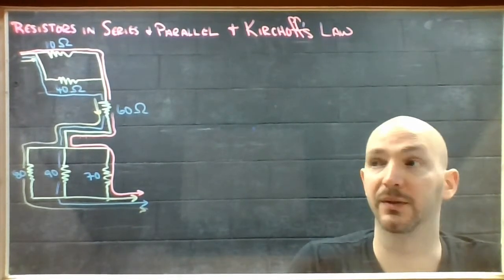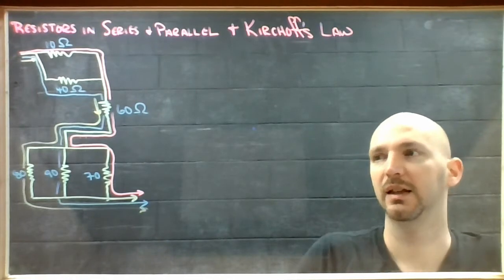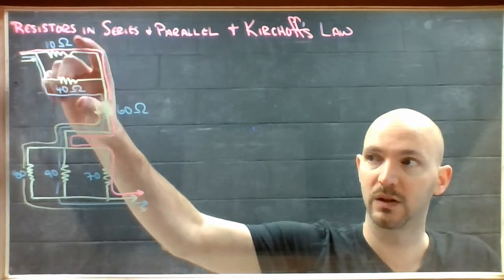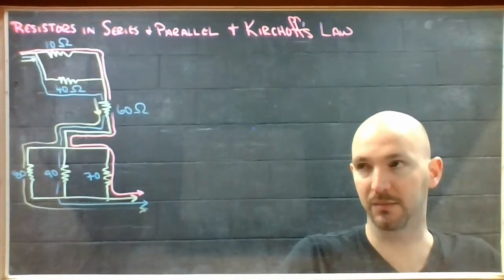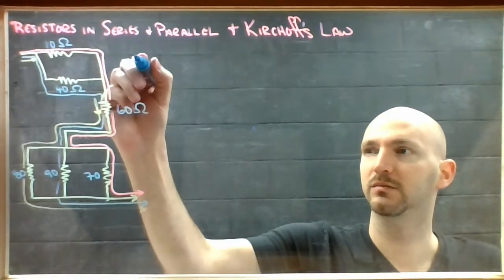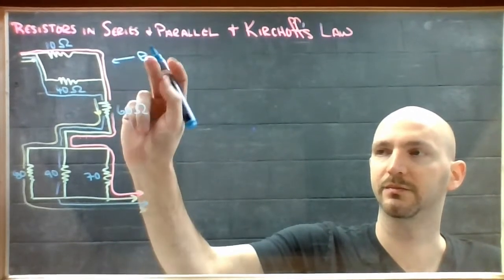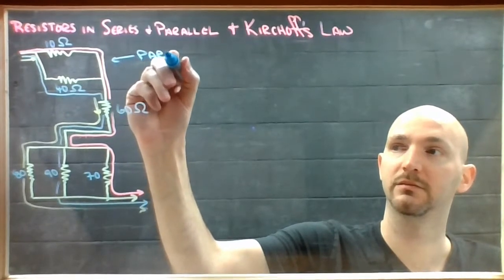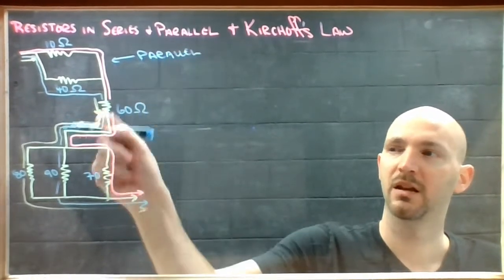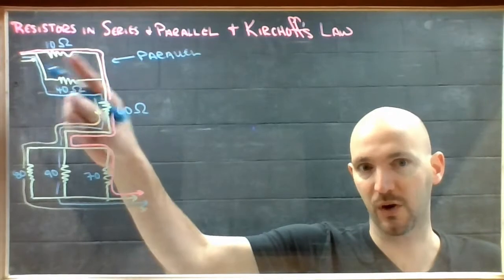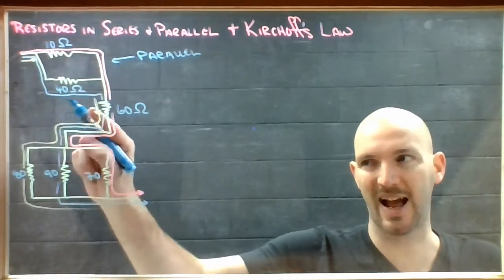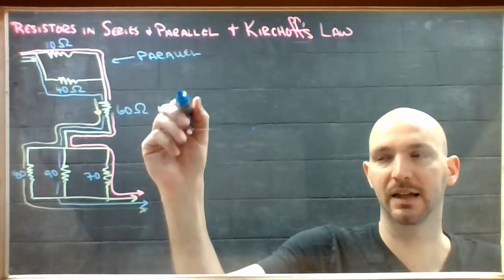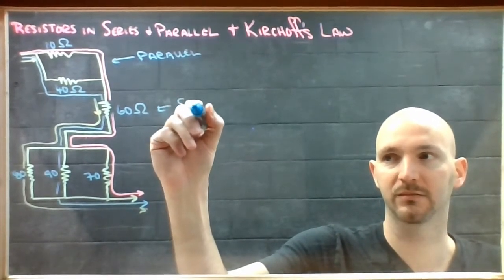So the point of drawing those, and you don't have to every time, is I can see that at this point the current splits. So these two things are in parallel up here. Parallel starts with P, not with R. But this piece here, no matter which branch I took, whether I took top or bottom, I had to go through this resistor. If you must go through it, then that thing is wired in series.